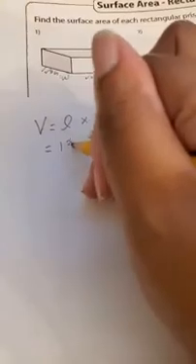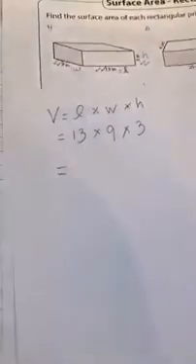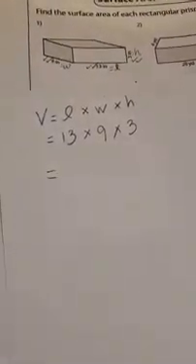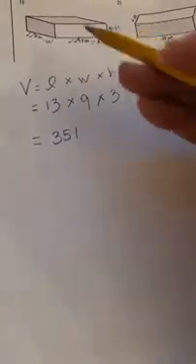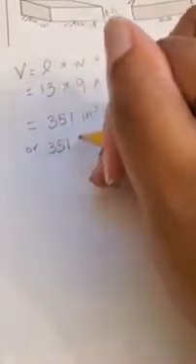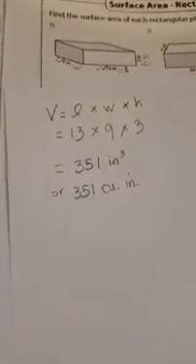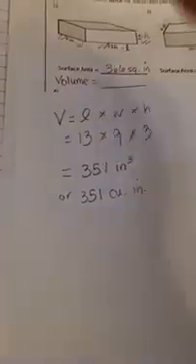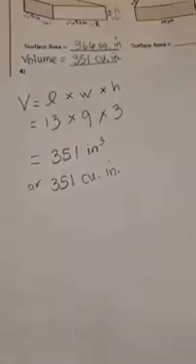So my length is 13. My width is 9. My height is 3. I'm going to multiply those 3 numbers. 13 times 9 times 3. 351. Now this is volume. If you remember from class, volume has to be inches cubed, or 351 cubic inches. Okay? And that's it. I'm going to fill that in on my paper. 351 cubic inches. And that's volume.